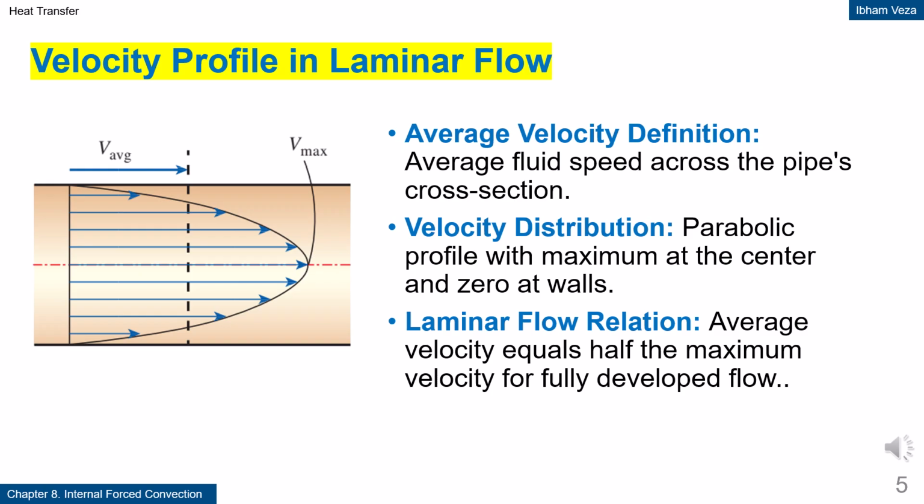Velocity profile in laminar flow. In fully developed laminar flow, the velocity profile has a parabolic shape. The maximum velocity occurs at the center of the pipe and becomes zero at the wall due to the no-slip condition. The average velocity is smaller than the maximum velocity. For laminar flow in a circular pipe, the relation V_average = V_max / 2 applies. This profile reflects the dominance of viscous effects across the entire cross-section.